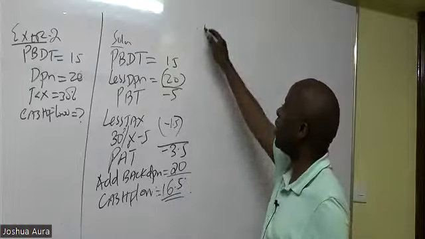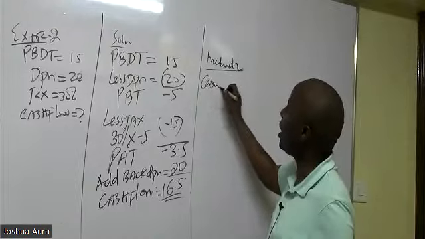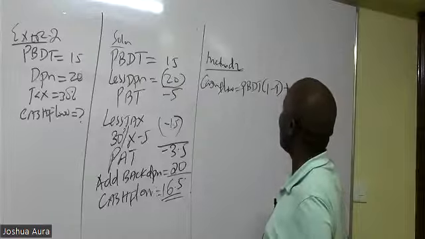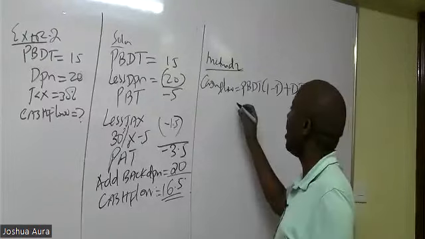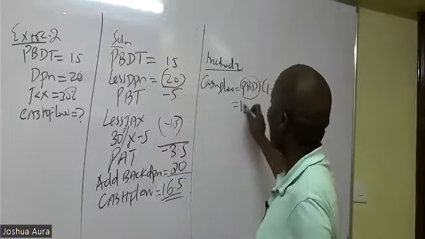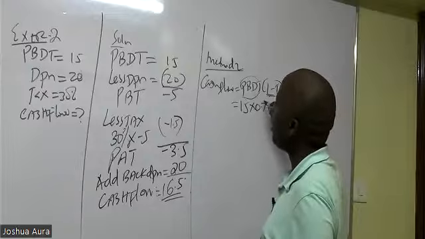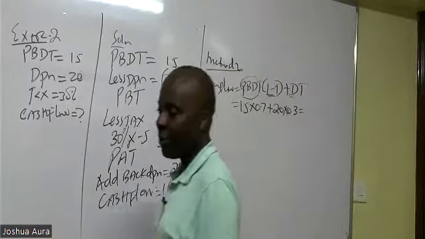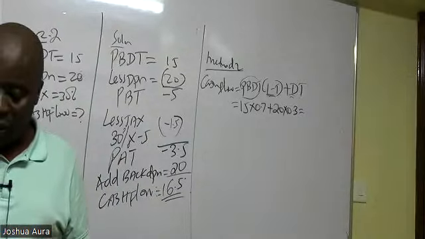And don't forget, ladies and gentlemen, that just in case you would wish to use method 2, you could have also decided to say that cash flow equals profit before depreciation and tax into 1 minus tax, plus depreciation tax shield. So here we have 15 times 1 minus tax, which is 0.7. Depreciation is 20 times tax itself, which is 0.3. So then in that case, you will be able to get that answer.